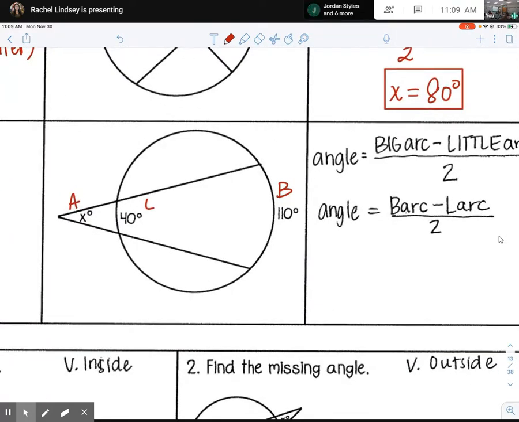So I'll have my angle, which is x, equals my big arc. What's my big arc? 110 minus my little arc, which is 40. And then it divides by 2. So I have 110 minus 40 divided by 2. You can put that all in the calculator.